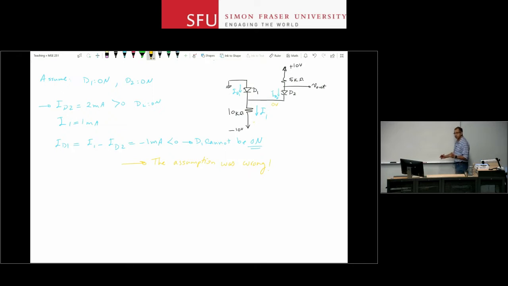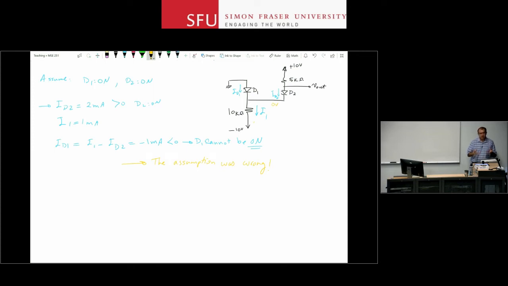So what do we do now? We made an assumption, we already solved the circuit, but as it turned out, our assumption was wrong. Well, the only thing you can do is make a new assumption, and hopefully this time you'll be right. But very easily you can see here that you have two diodes, so you have 4 possible situations. You can have a situation where both of them are on, a situation where both of them are off, and 2 situations where one of them is on, the other one is off.